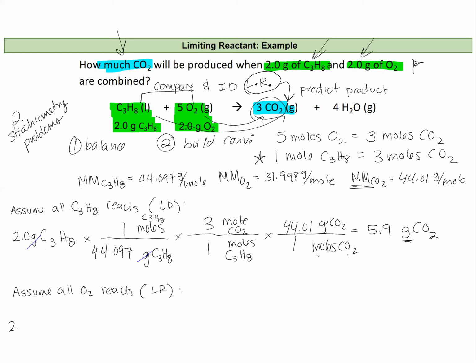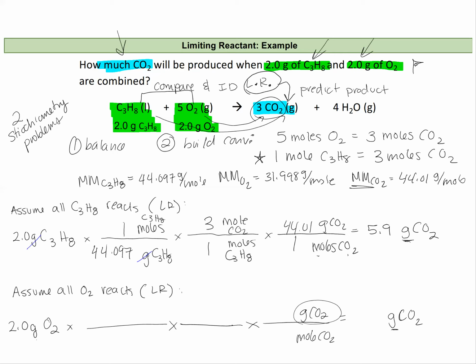So in this case, my starting point is this 2 grams of oxygen, and I'm going to go through 3 conversion factors again to get to the mass of carbon dioxide produced if all oxygen reacts. So this last step, because I want to be in mass of carbon dioxide, is exactly the same. I want to use the molar mass of carbon dioxide to cancel out moles of CO2 and leave me with units of grams.